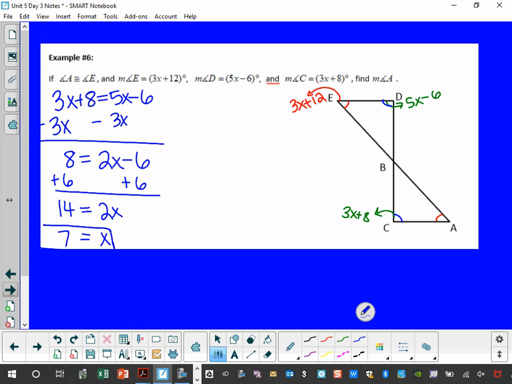X equals 7. Alright, I went through that solving fairly quickly for the sake of time. But now that I have x, now I can plug that in to get angle E, which is congruent to angle A. So I'm going to do 3 times x plus 12. My x was what? 7. So you guys type in, what is 3 times 7 plus 12? 33. So that means that if angle E is 33, what's angle A going to be? 33, because they already told me it was congruent. That's your answer.